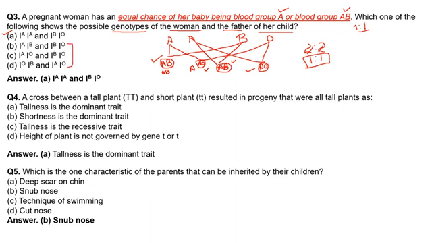Question number 4, a cross between a tall plant TT, that is homozygous tall, and a short plant, that is homozygous short, that is recessive, results in progeny that were all tall plants. So is tallness the recessive trait? It is not possible. Is shortness a dominant trait? That is also not possible because all the progeny were tall. So this shows that tallness is the dominant trait. So this is the correct answer. Tallness is the dominant trait.